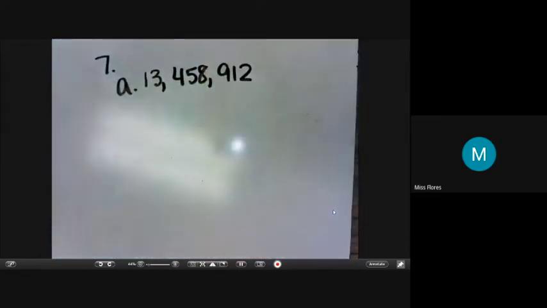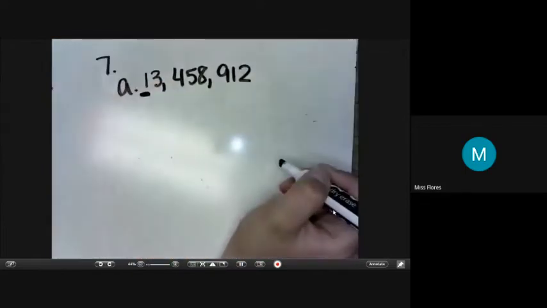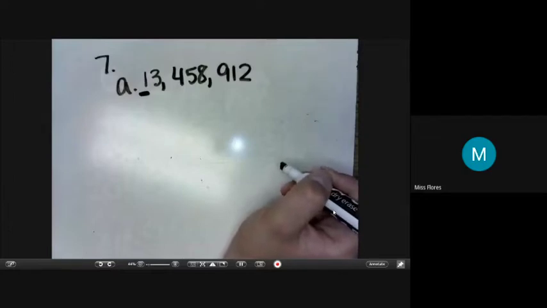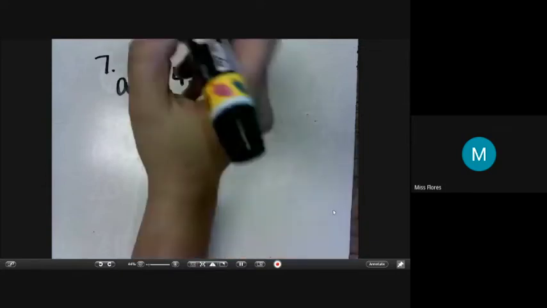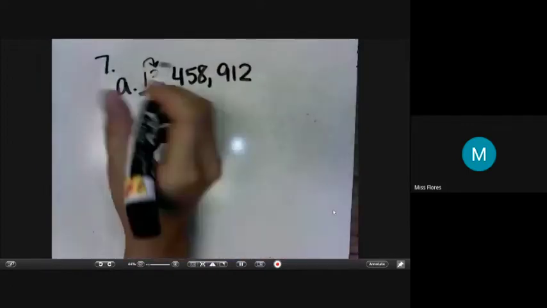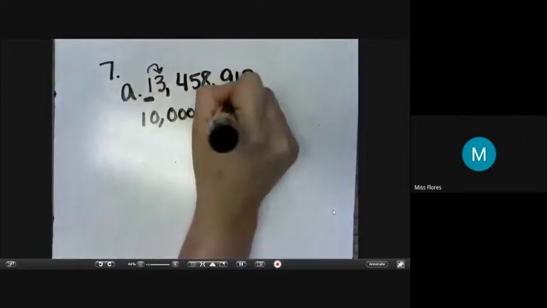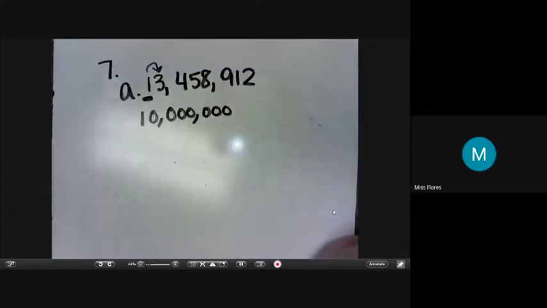It says round each number to the given place value. Okay, so for A, it says round 13,458,912 to the nearest 10 million. So that means that we're looking at our 10 millionths place, which is our 1. Okay, so we're going to see if our 1 stays at a 1 or if it goes up to 2. So we're going to look at our number 3. 3 is below 5. So that means that 1 is going to stay the same and everything else is going to get a 0. So then we get 10 million.